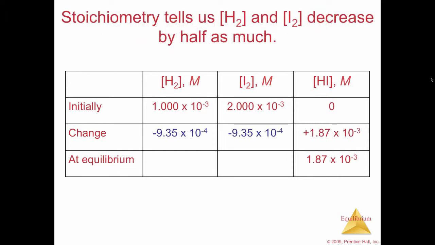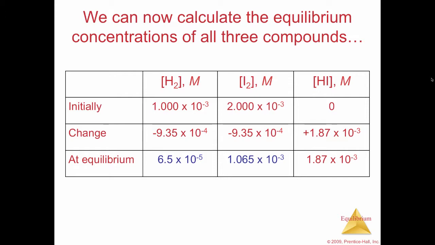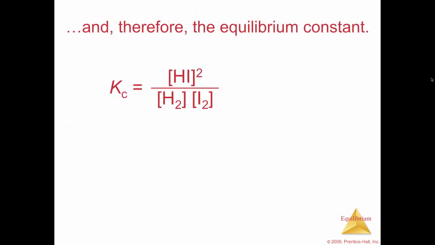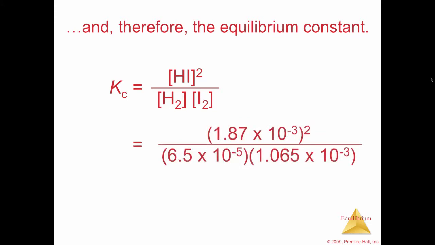The stoichiometry in the reaction, using the coefficients, tells us that hydrogen and iodine will decrease by half as much. So we therefore know the concentration change to be a negative 9.35 times 10 to the negative fourth. And then we're able to figure out the concentration of the reactants at equilibrium and apply them to the equilibrium expression. So we know that we're using products over reactants, and plugging in those values that we just found, we can calculate K sub C.